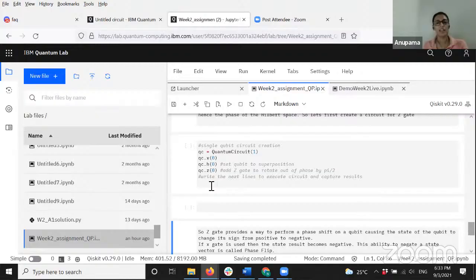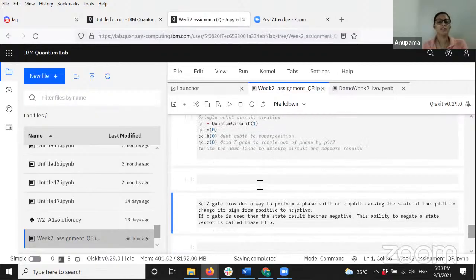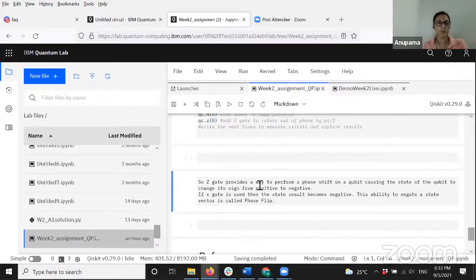So you can try to execute the circuit and then capture the results, and then you can see what the state vector is, what the different representations are, what the probabilities are, what the different visualizations are, and how to use these visualizations. So that's about question number 6, and these were the only 2 programming assignments in week 2.